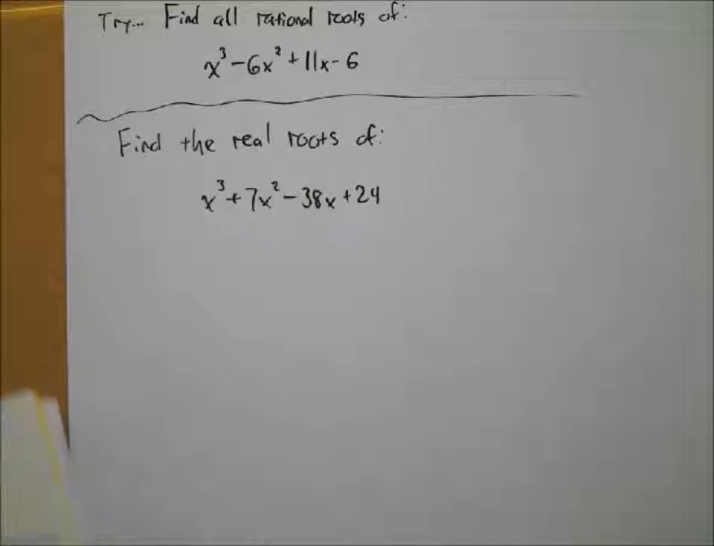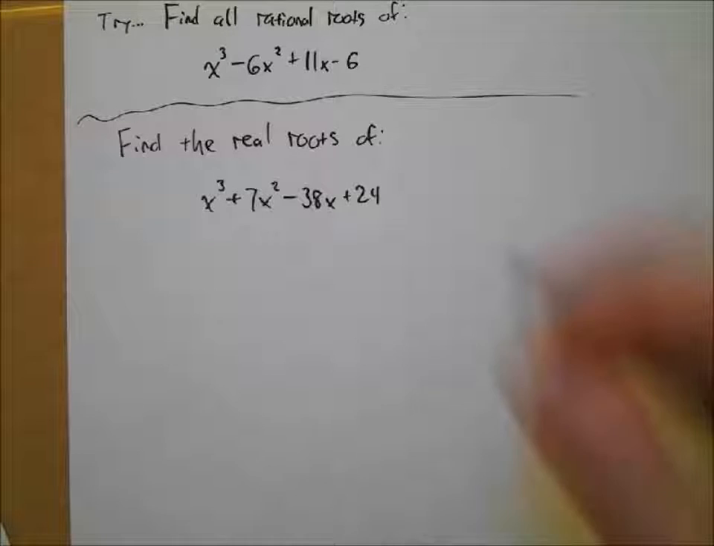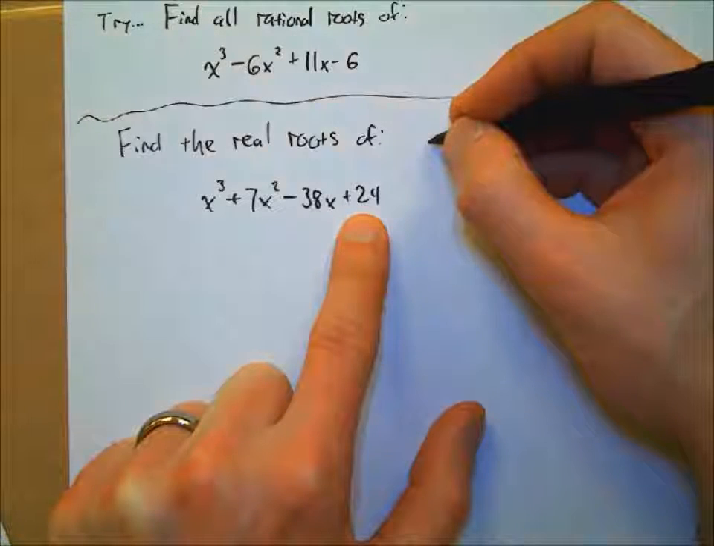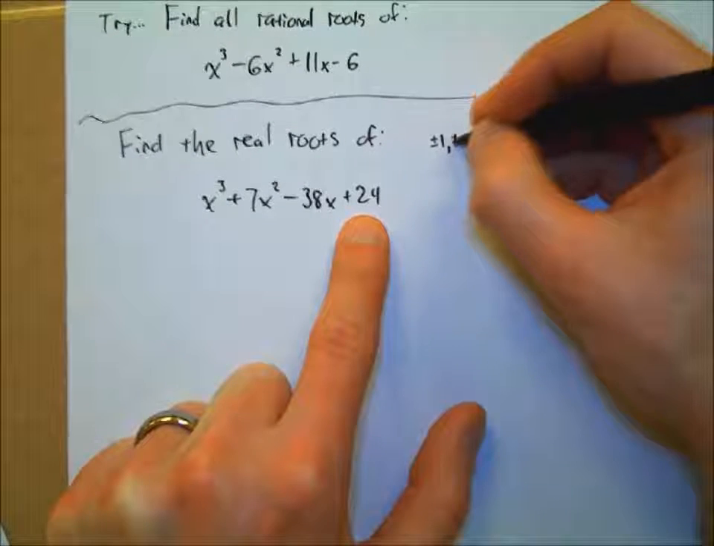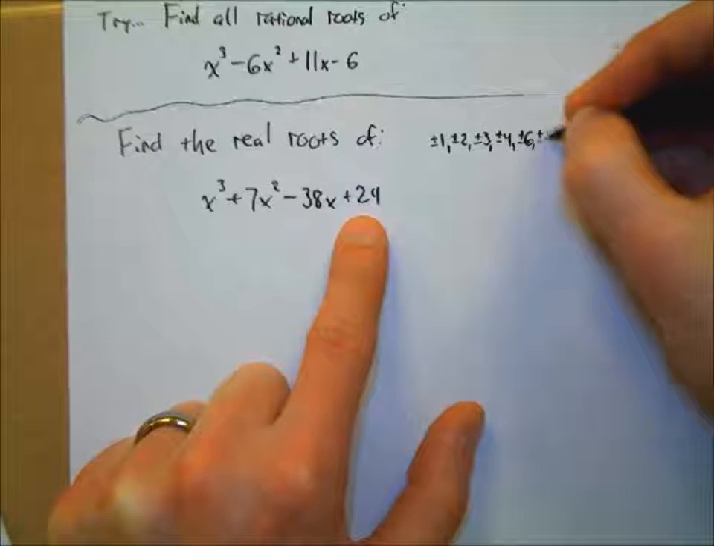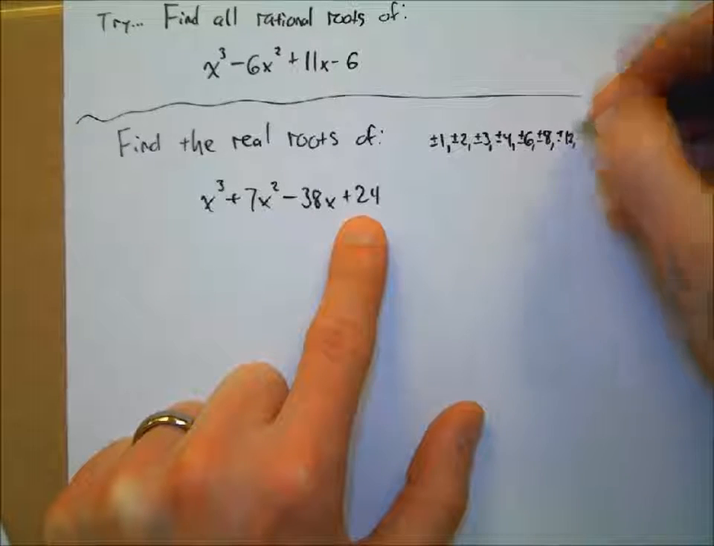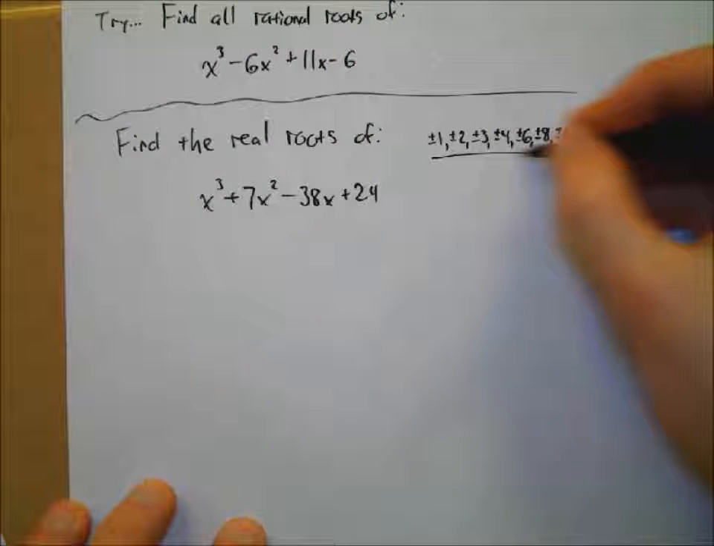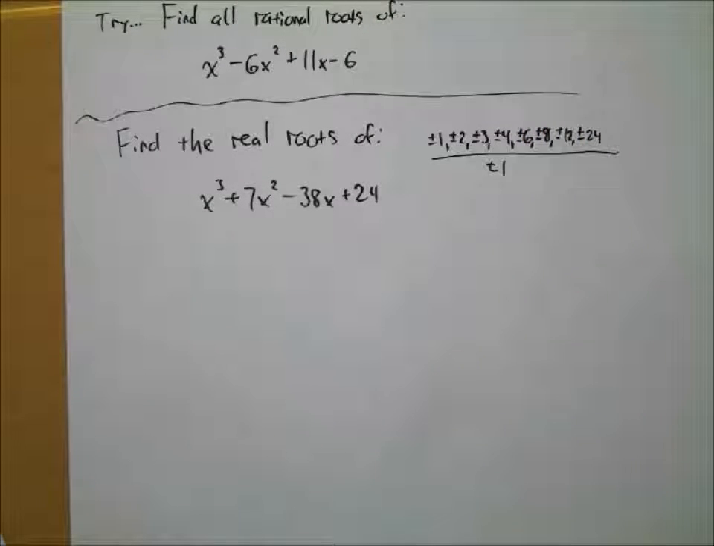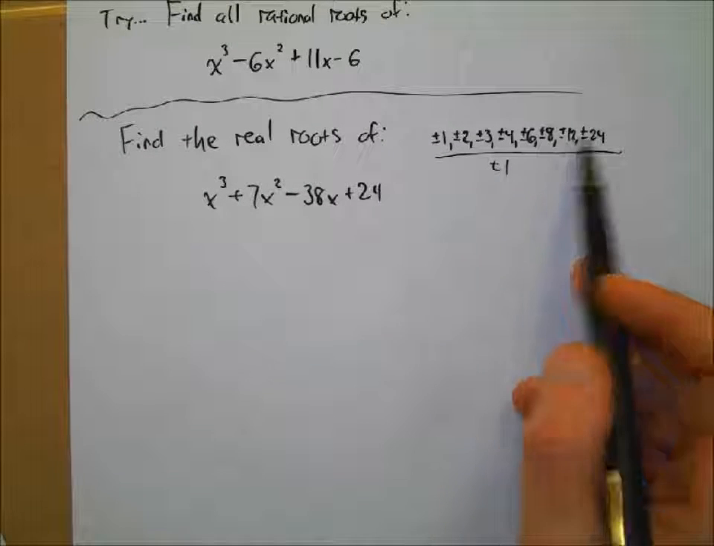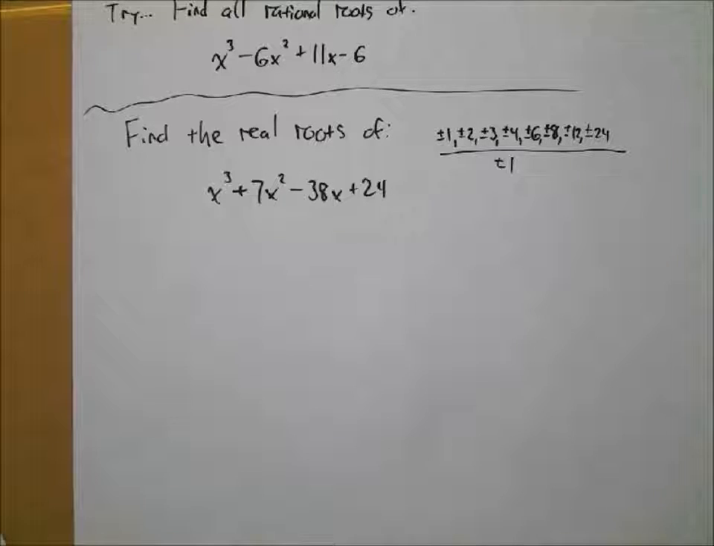So, let's see here. Our possible zeros: factors of 24, plus or minus 1, plus or minus 2, 3, 4, 6, 8, 12, and 24, all over 1. Okay, so only about 16 numbers to guess from here. I'm going to guess 3.